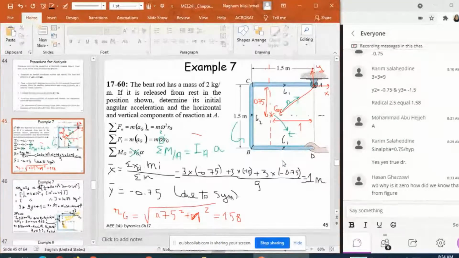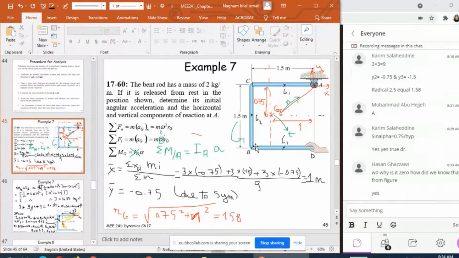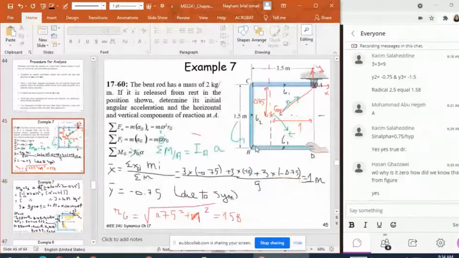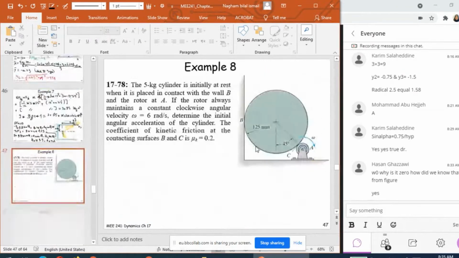Because in fact, if you're going to find it at another instant, let's say at t1, then this will not be horizontal and this will not be vertical, right? So at this instant, omega 0 is equal to 0 and alpha 0 is equal to 4.4. All right, Hassan? Then you can find ax and ay. So that's it, guys. This is for this problem. Do you have any other question? Any other question? Okay.